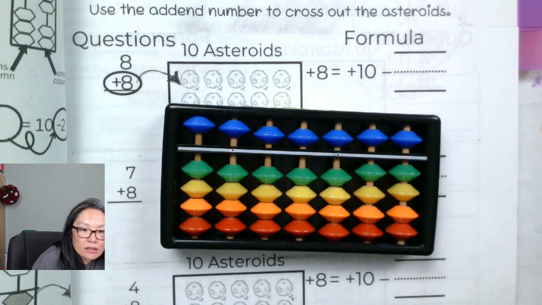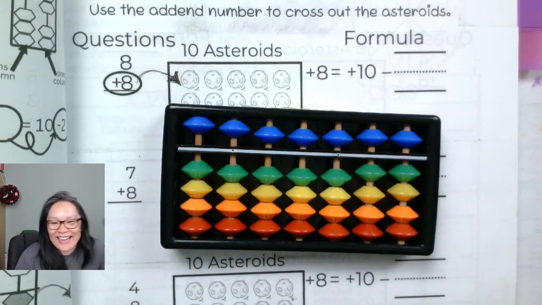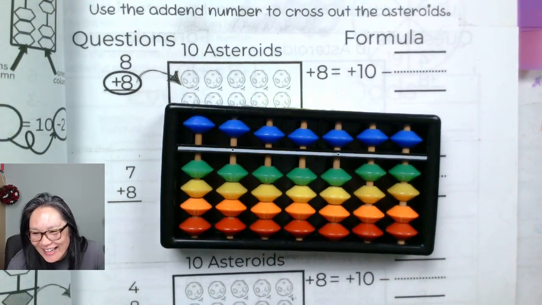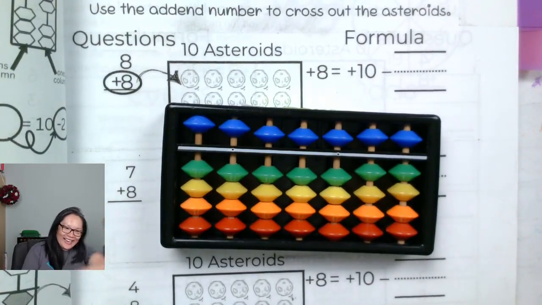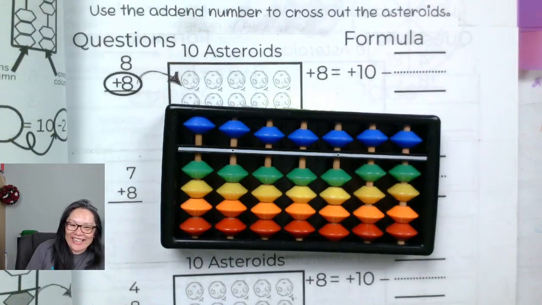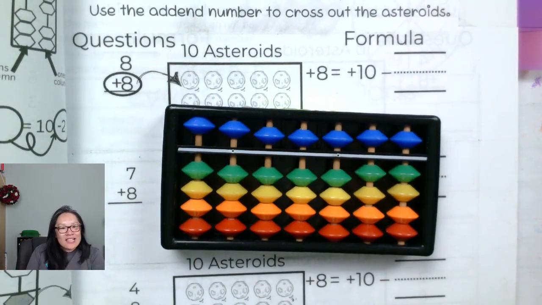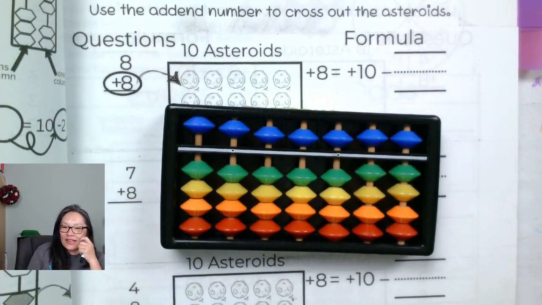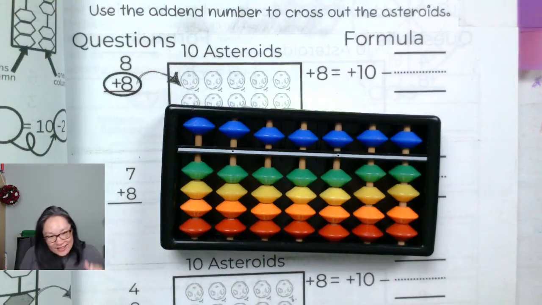Abracadabra, abacus! Somebody called me a vampire too, or somebody called me a magician. And I was like, alright, sorry.